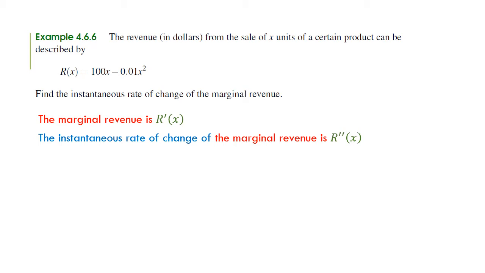Then R prime of x is the derivative of 100x minus 0.01x squared. Derivative of 100x is 100, derivative of 0.01x squared is 2 times 0.01, is 0.02x. So R prime is 100 minus 0.02x. Then find R double prime. Derivative of 100 is 0, and derivative of 0.02x is 0.02. So R double prime is negative 0.02. So the instantaneous rate of change of the marginal revenue decreases at the rate 0.02.